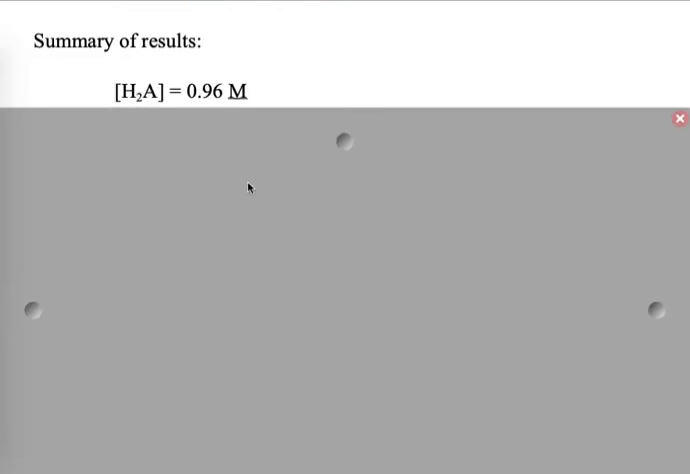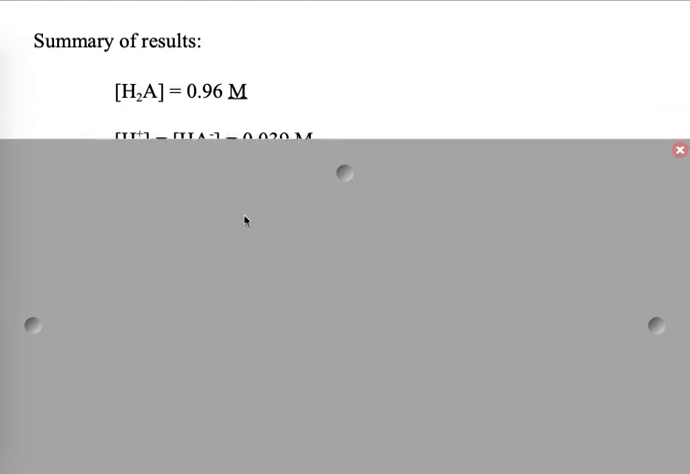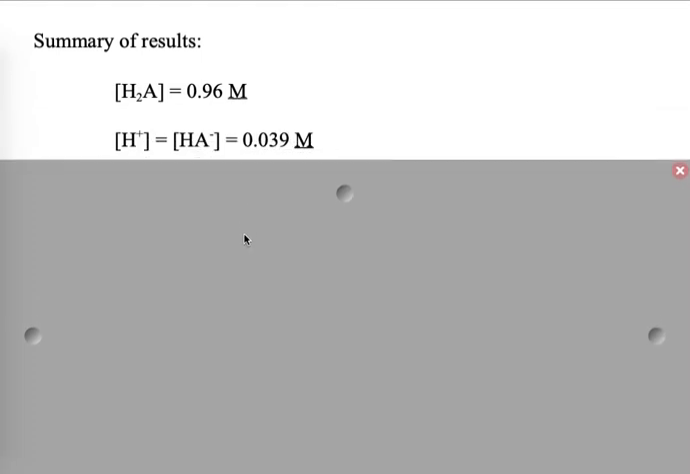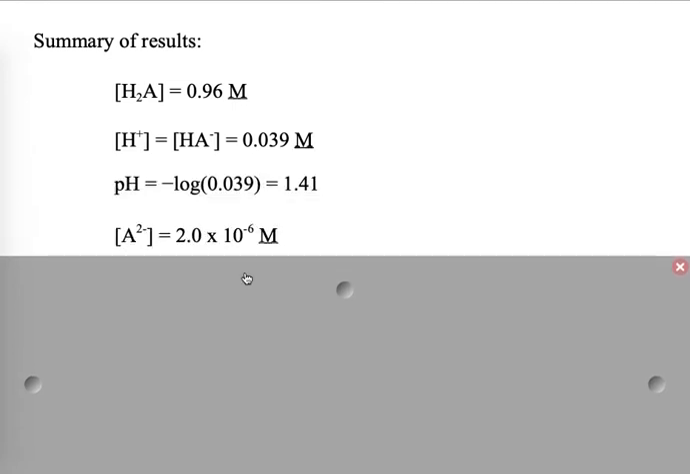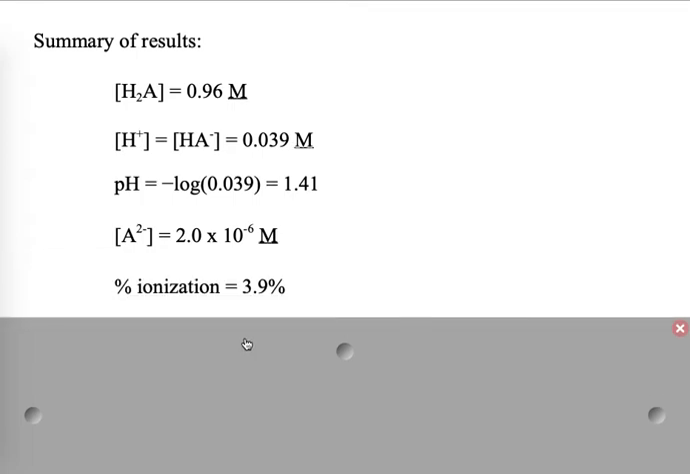So here is the summary of our results. Our remaining concentration of the diprotic acid, malonic acid, is 0.96 molar. Our equilibrium concentration of the hydrogen ion and HA- is 0.039 molar. Again, the second ionization did not produce a substantial concentration of H+. pH is 1.41. Concentration of the conjugate base is 2.0 times 10 to the negative sixth, and it's 3.9% ionization.